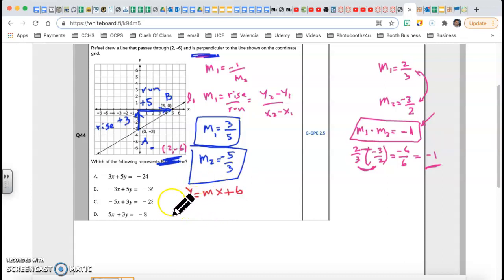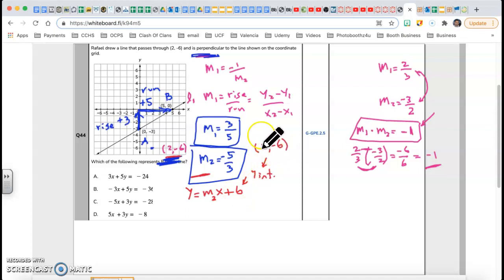Let's review this. My m is my slope. The b is the y-intercept. I don't have my y-intercept, but I do have my slope, which in this case is slope 2, right? I need to find my y-intercept. Let's find it. I found my slope. I have a point, 2, negative 6. What's going to happen is, if I have the slope and I have 1 point, I'm going to put that information into this equation and I find my y-intercept.